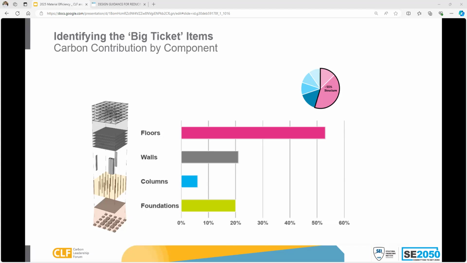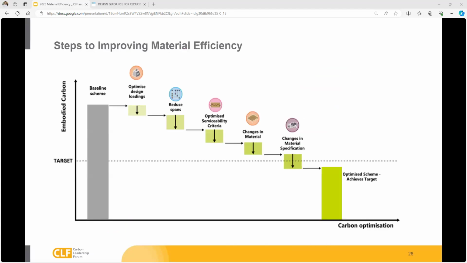Also, foundation systems in structures are typically very carbon intensive. You can't always do as much with your foundation systems, but the point is identifying where the big wins are will allow you to have the biggest impact. And for different types of buildings, if you have a tall building, then your lateral system might be another good area to target. So understanding that early will allow you to be targeted.